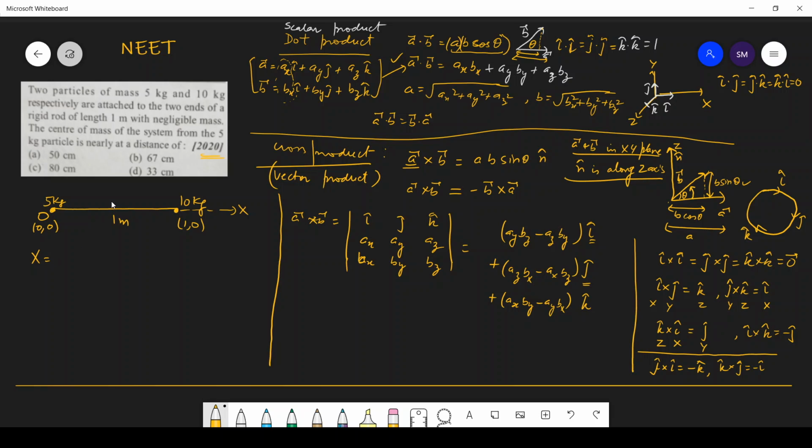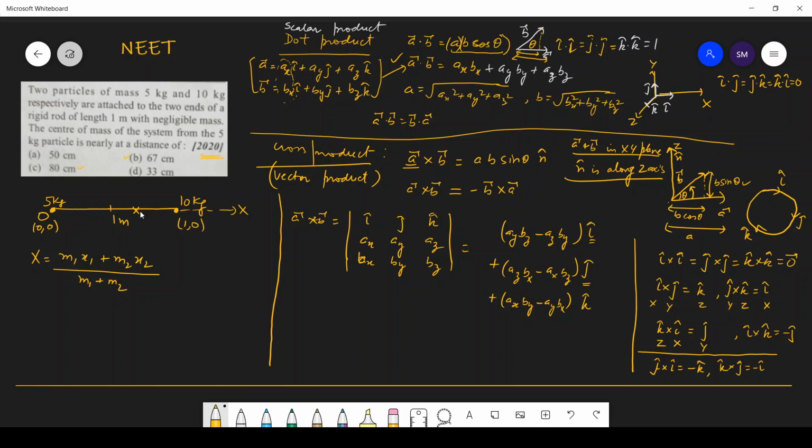So center of mass, capital X, will be, obviously if this is in the middle, it will be towards 10 kg, isn't it? So towards 10 kg. We have two options, 67 centimeter or 80 centimeter. So it will be on this side. So calculate it. This is M1 x1 plus M2 x2 divided by M1 plus M2. So that is the location.